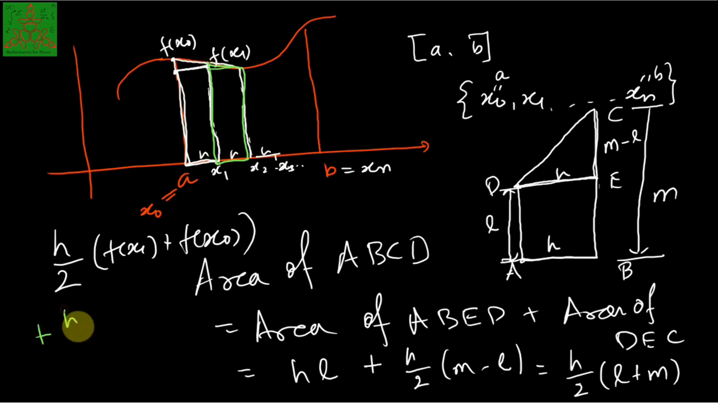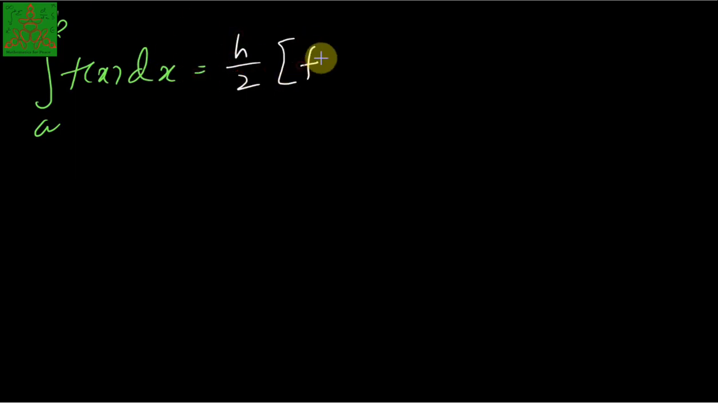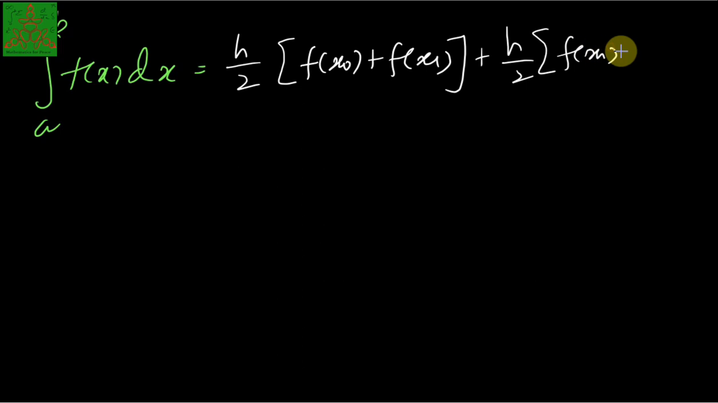The area of that one is h by 2 times the total height, f of x1 plus f of x2, and so on. So as per this trapezoidal rule, if I add all these trapezoids under the curve, the integration from a to b f of x dx will be h by 2 times f of x0 plus f of x1, that is the first trapezoid. The second trapezoid is f of x1 plus f of x2, and so on.